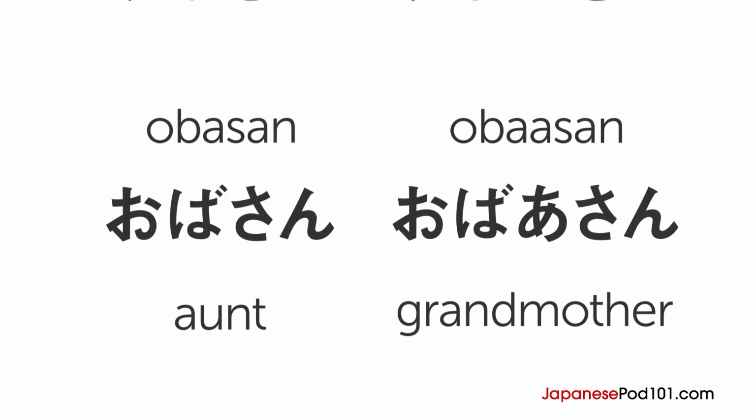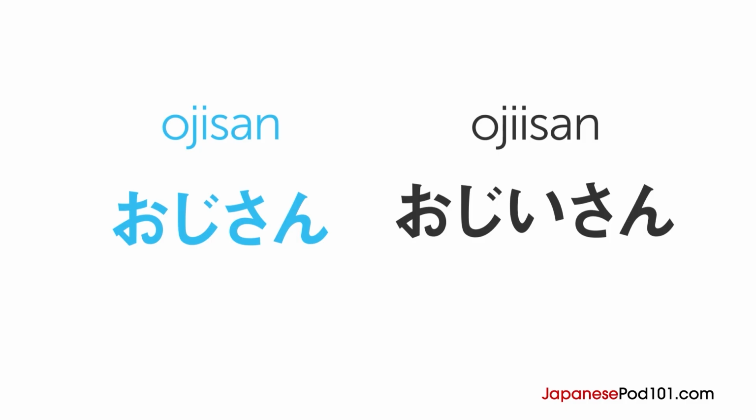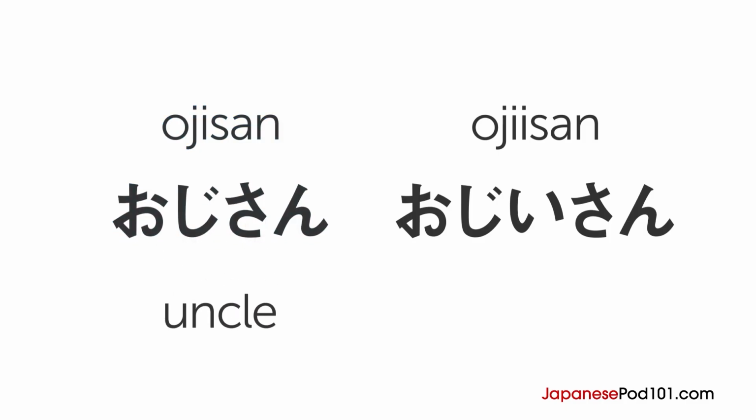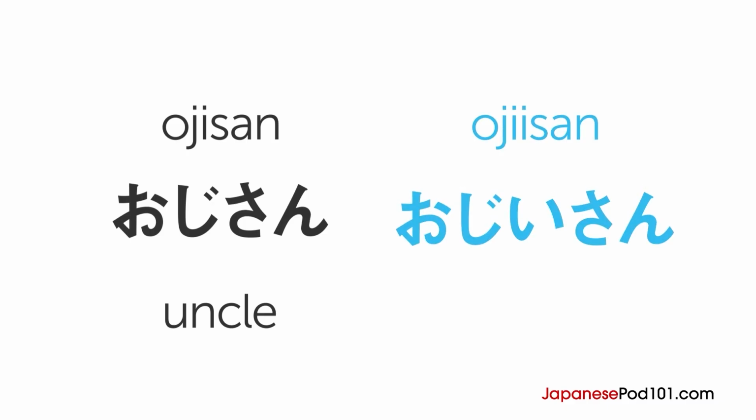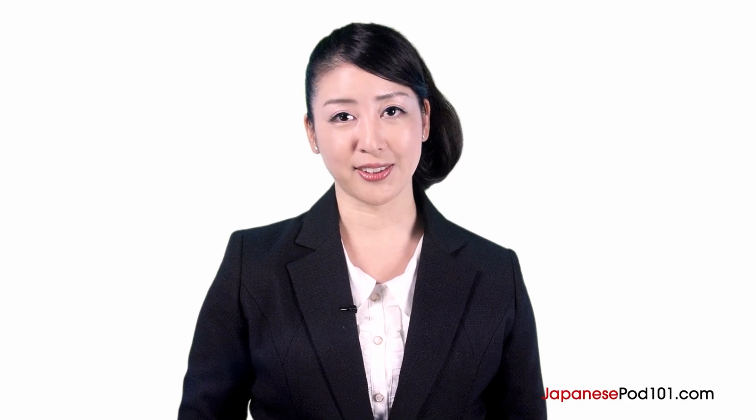Now, listen for the difference in this pair of words. おじさん, meaning uncle. おじいさん, meaning grandfather. Again, the meaning changes depending on whether the vowel is long or short. Please be careful. Long vowels are very important in Japanese.